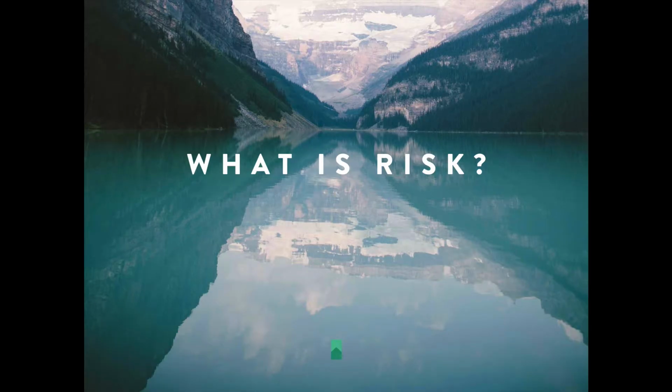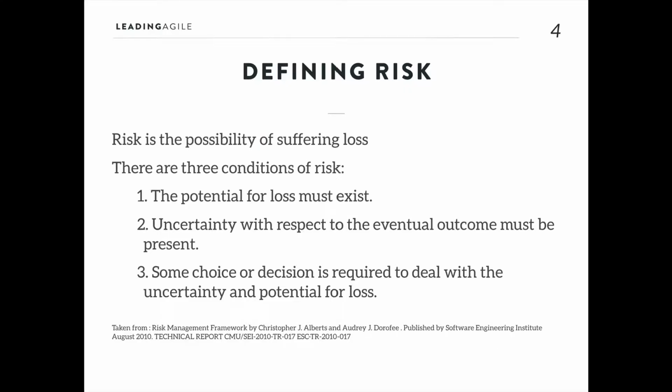I want to start out by talking about what risk actually is, because it's something that a lot of people get confused about in terms of understanding what risk is and what things they need to worry about. If you want a really strict definition, this comes from SEI. The way they define risk is the possibility of suffering loss. For it to exist, you've got to have the potential for loss, uncertainty about whether or not the thing's actually going to happen, and then some kind of decision about how you're going to cope with it. What are you going to do about the risk? Are you going to try to deal with it, or are you just going to accept that it's there?